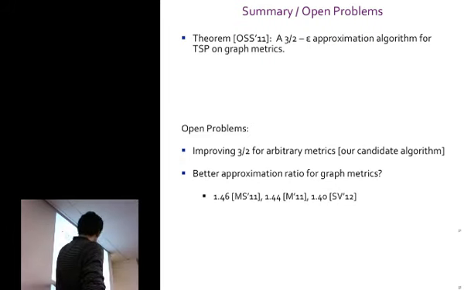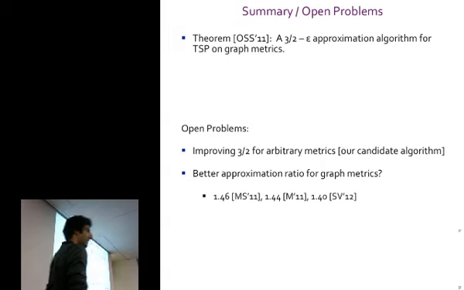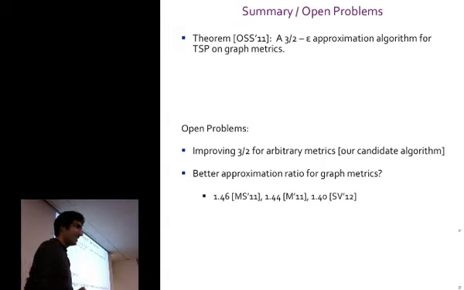It's a fascinating open problem to see if this algorithm can work for arbitrary metrics. And there's also an interesting problem to see if we can get better than this 3/2 minus epsilon for graph metrics. And people already did a lot of nice work after our paper. They ended up with 1.4. And still, this goes on.